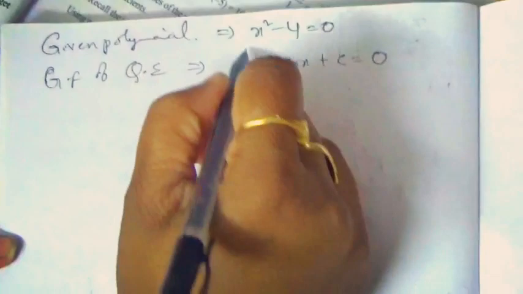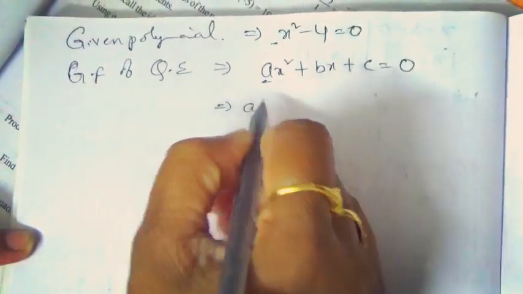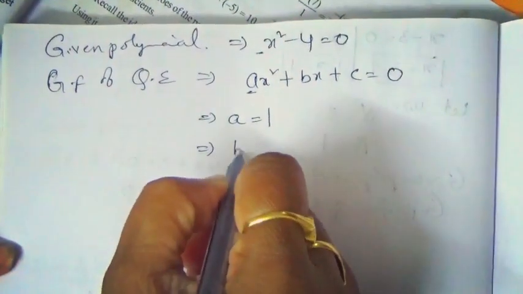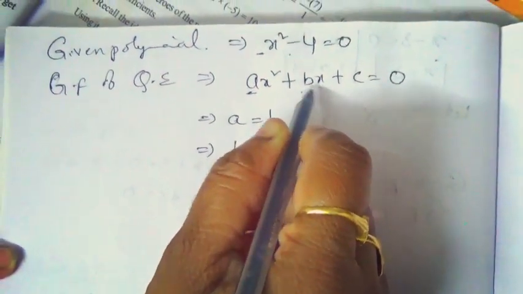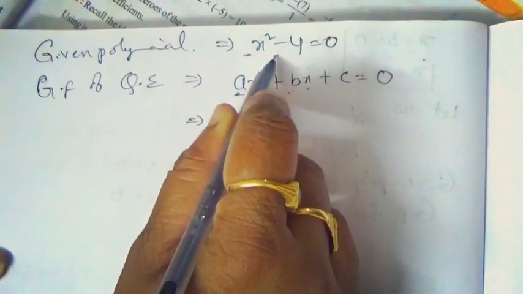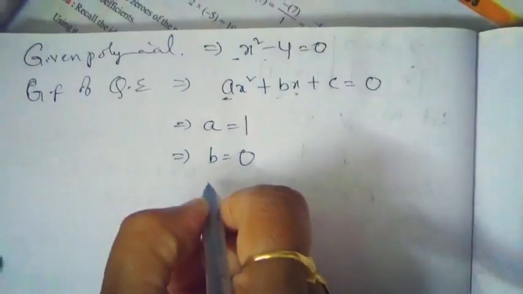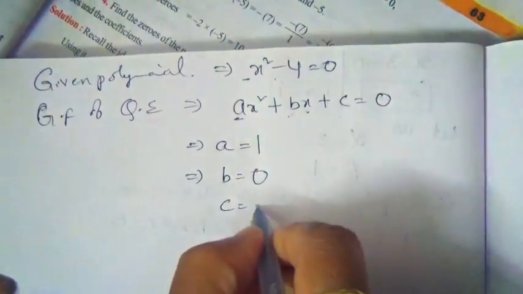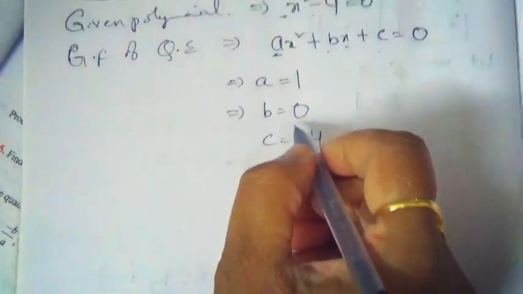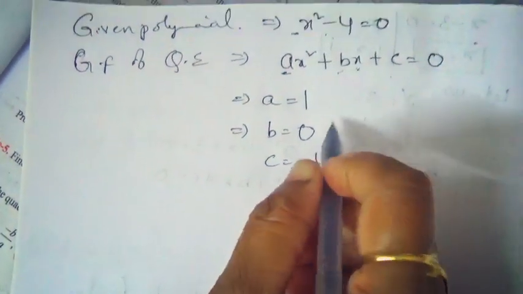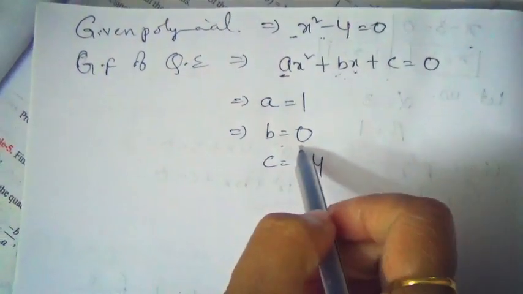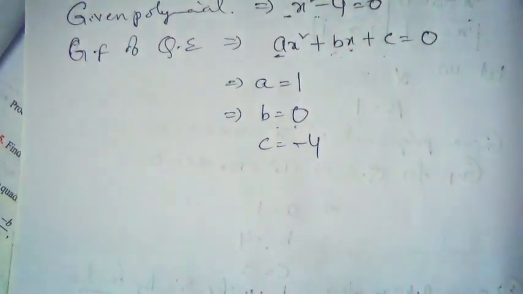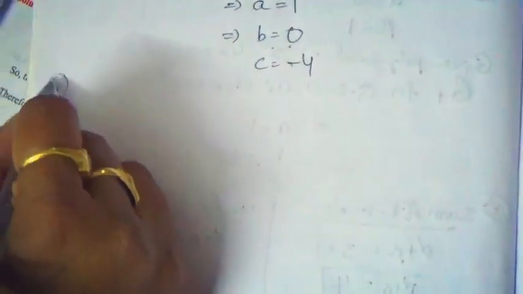What is the a value when you compare these two? 1. Is there any b value here? Here b is the coefficient of x. Is any coefficient of x term there here? No. Then it becomes 0. c is equal to, what is the constant term here? Minus 4. That's it. Easy to understand why the b value becomes 0? Because there is no x coefficient in the equation. That's why I took b is equal to 0. Okay, so we will check the relationships.